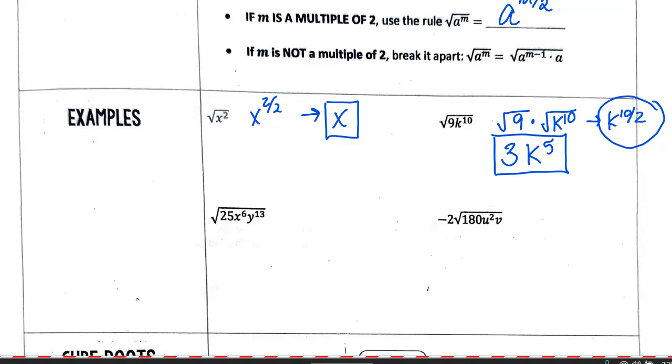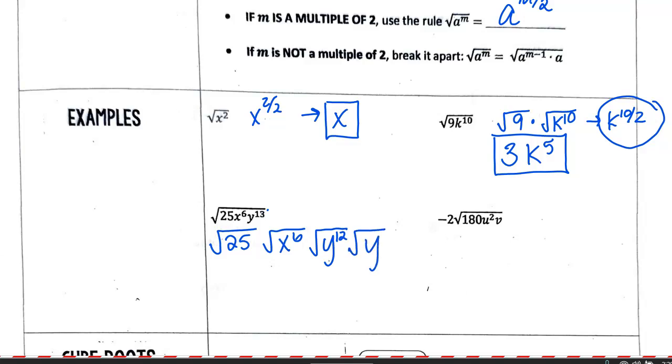All right, so let's look at the next one. So again, we're going to break this up. We have our numbers. So we have the square root of 25, which is a perfect square, so we don't have to simplify that. And then we have 6 can be divided by 2, so we're going to have the square root of x to the 6th. And then 13. 13 cannot be divided by 2, so we're going to drop down one power, so y to the 12th, which can be divided by 2, times y.